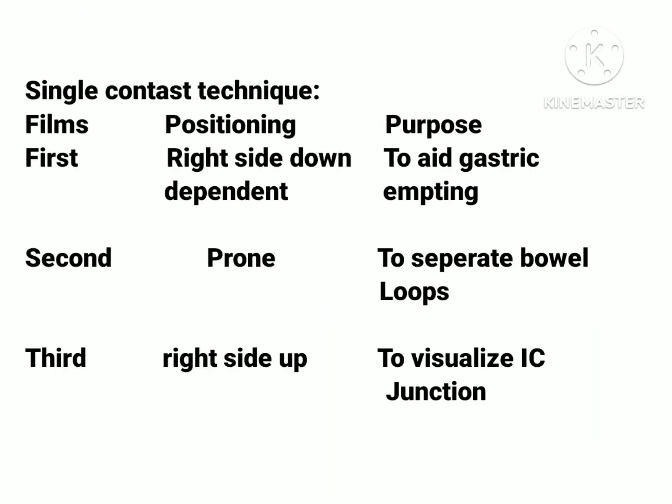Now the films being taken in this technique. There are 3 films that are taken in this technique. The first film is positioned right side down dependent, means the patient is kept right side down. This is done to aid gastric emptying. The next film is where the patient is kept in a prone position, and this is done to separate bowel loops. The third one is where the patient's positioning is right side up. It is used to visualize the ileocecal junction.